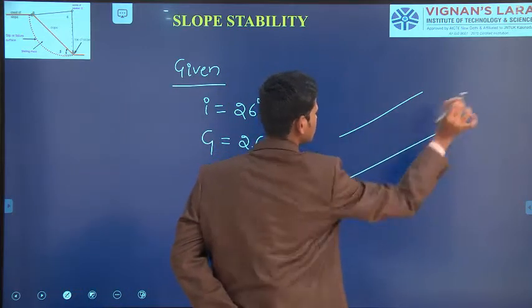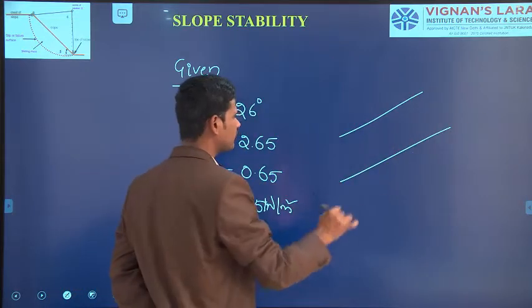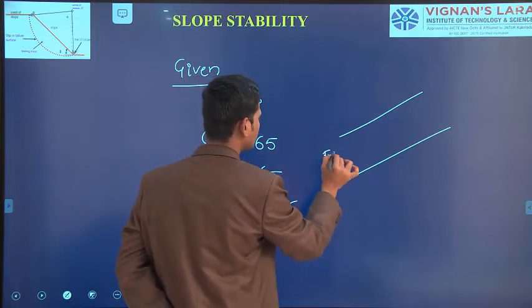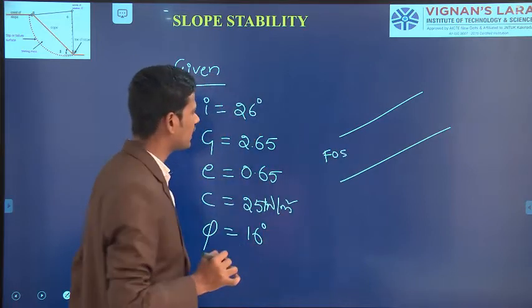That means suppose this is your infinite slope. For this infinite slope, we have to calculate the factor of safety.